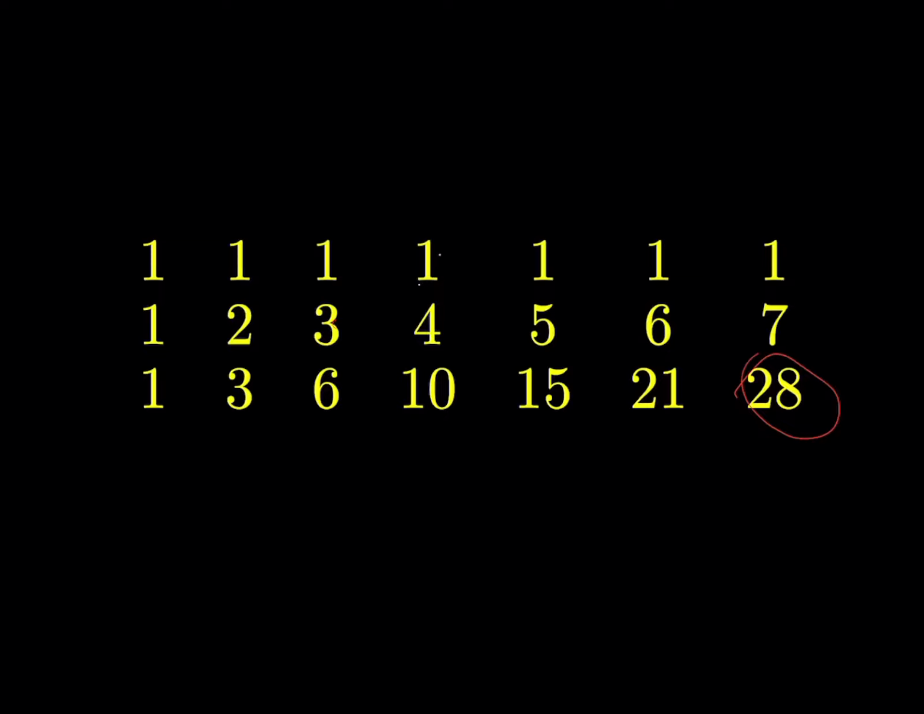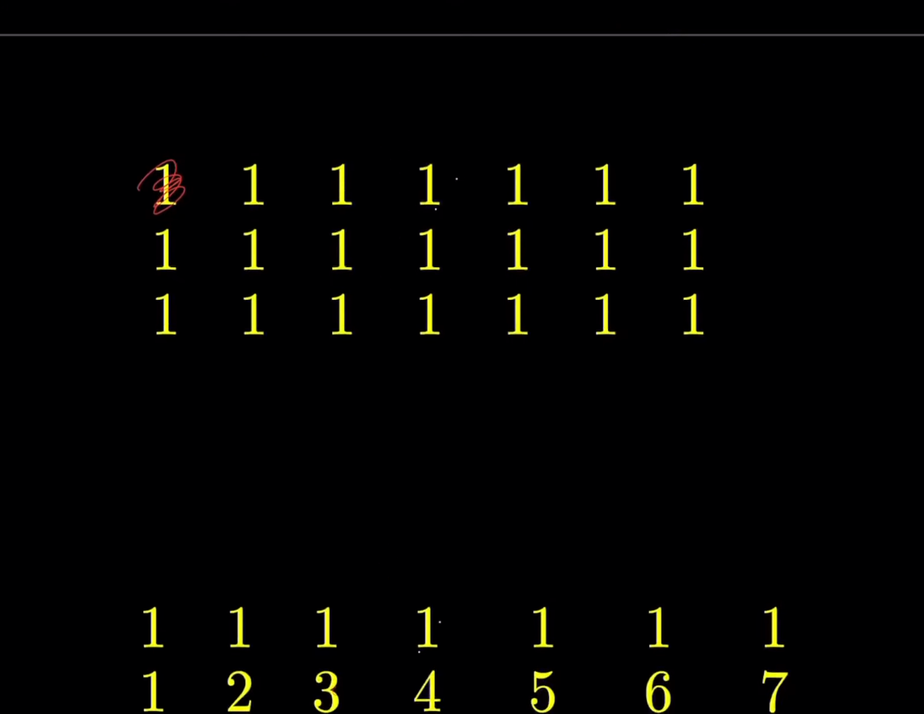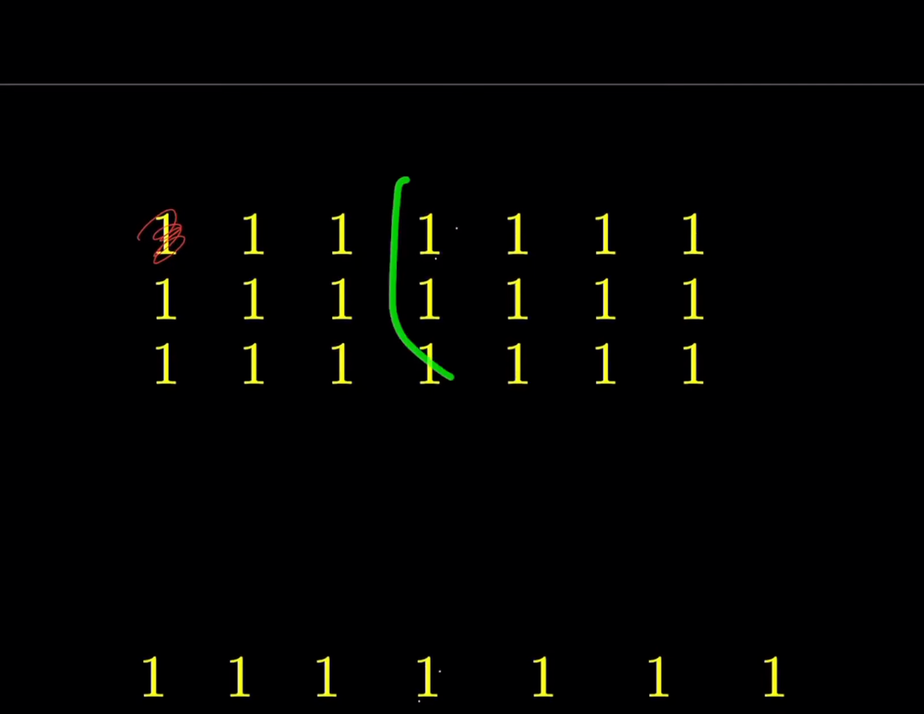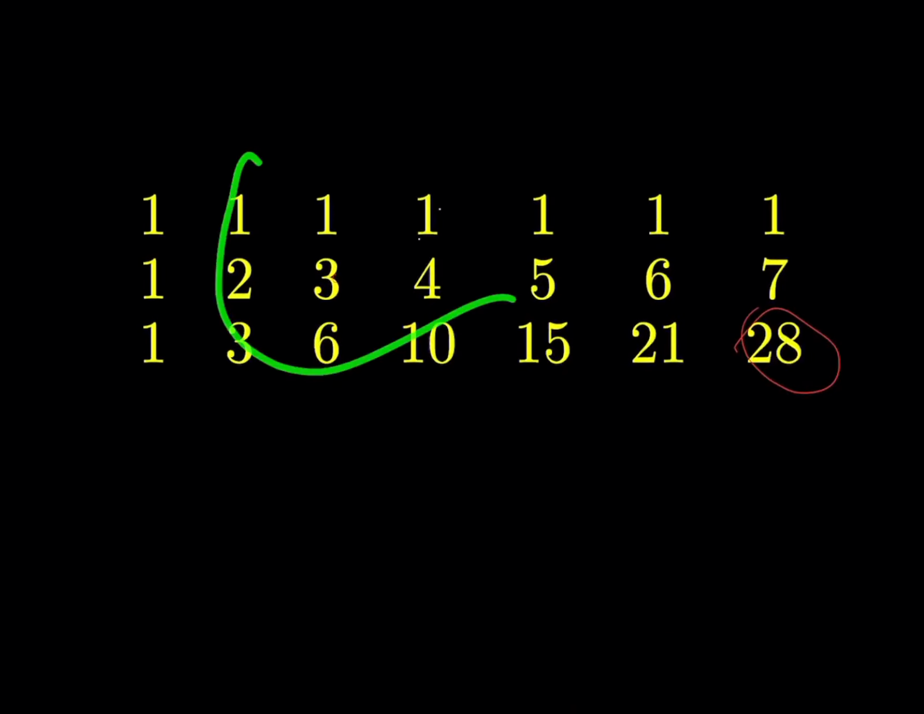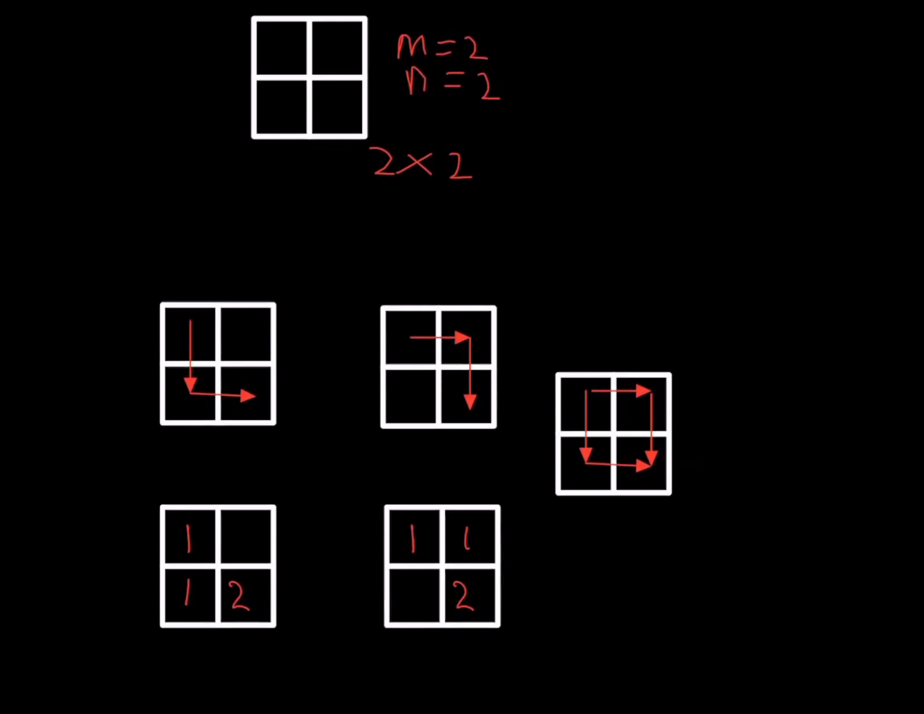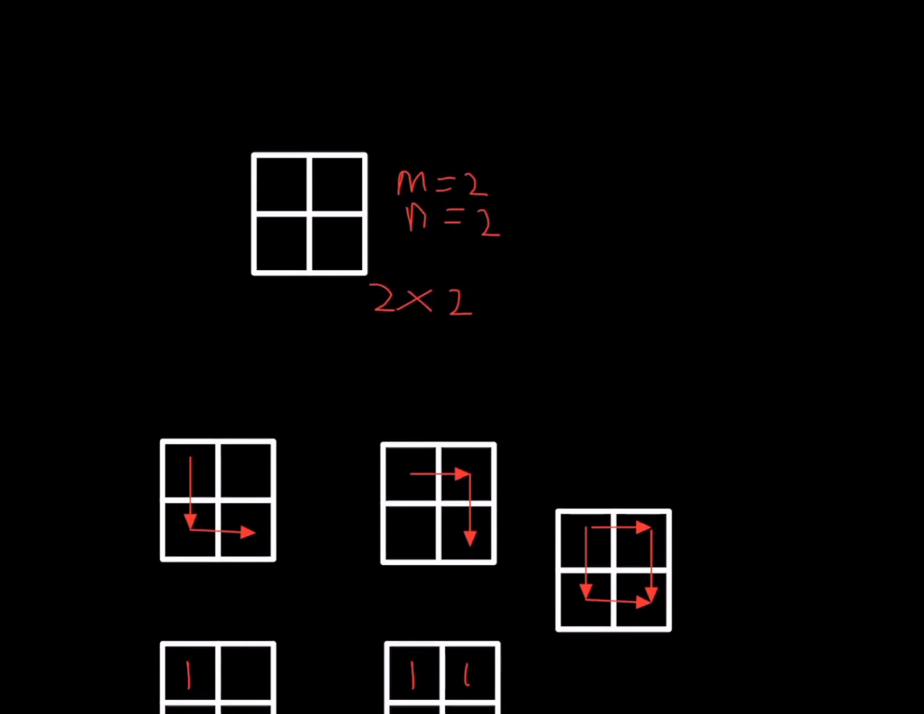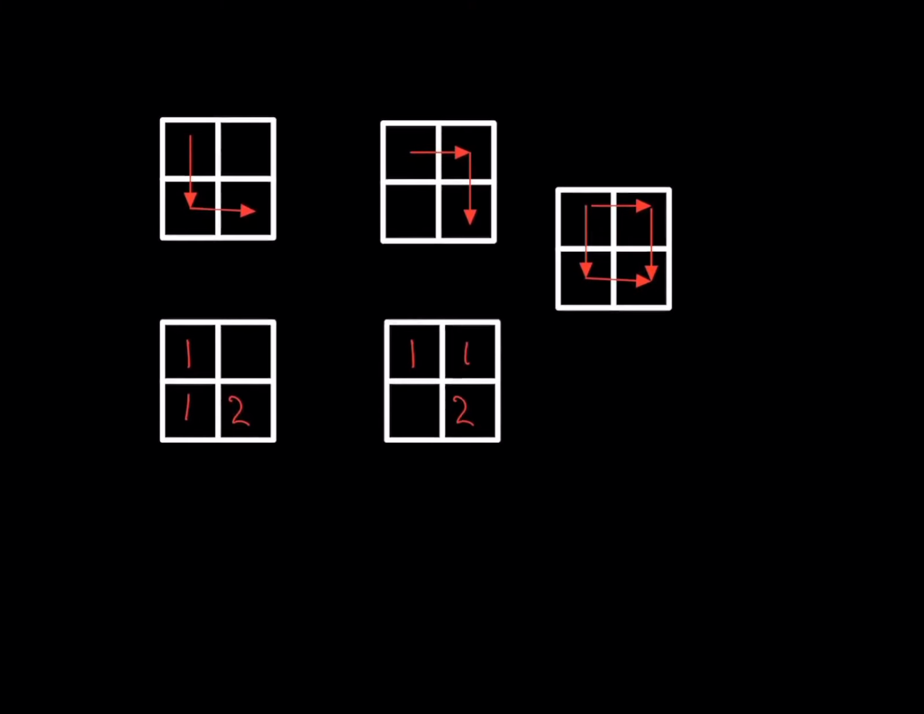So let's say you don't believe me. Let's say you ask, how does this work? Why are you putting 1s here? And why are you doing all of this? So let me prove it to you. Here is a 2 by 2 array. We can only go down here. These are the only ways we can go. So let's place the arrows on them.